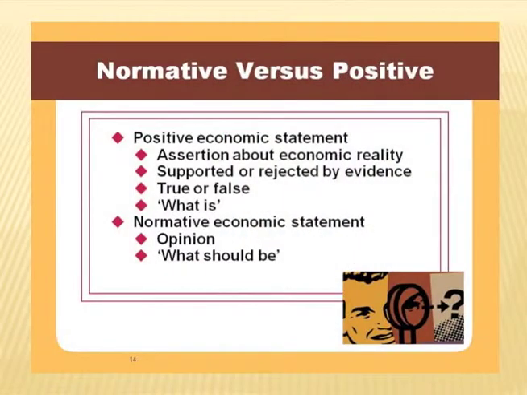In so doing, we make a distinction between positive and normative economics. Positive economic statements are assertions about reality. So if we say the unemployment rate is rising, that's an assertion about reality. It can be either supported or rejected by evidence. It's either true or false. It's what is. It's the way things are.